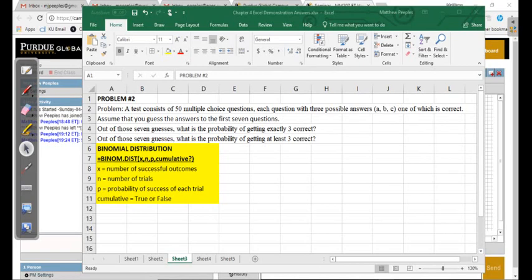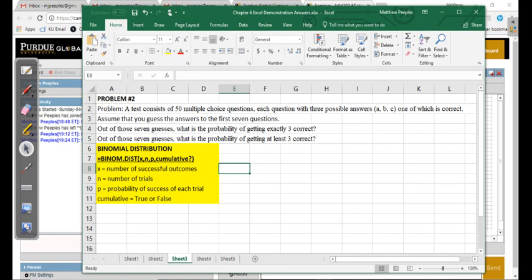Let's say that we've got a test consisting of 50 multiple choice questions, and each question has 3 possible answers, one of which is correct. So we're going to assume that we don't know any of these answers. We're just simply going to guess those answers. Well, what should we be able to say about our probability within this?